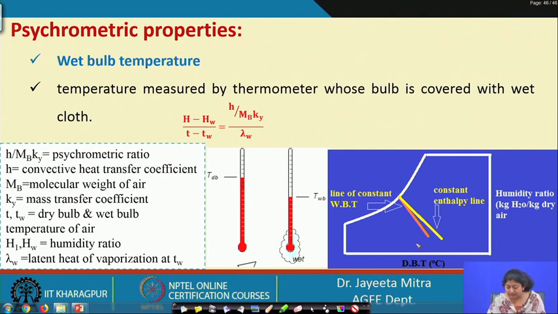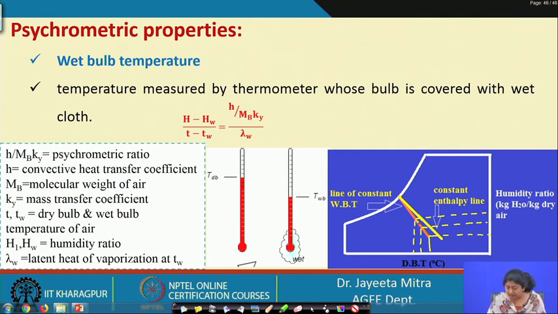This is because for the constant wet bulb line, we can get this situation by many combinations of humidity and dry bulb temperature. Okay. So, any humidity ratio value and any temperature will follow this constant wet bulb line.